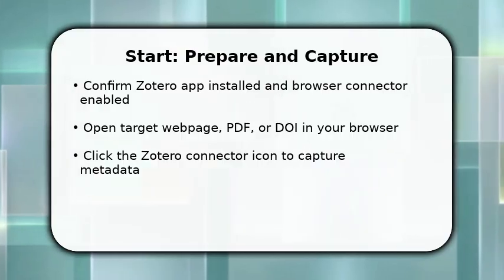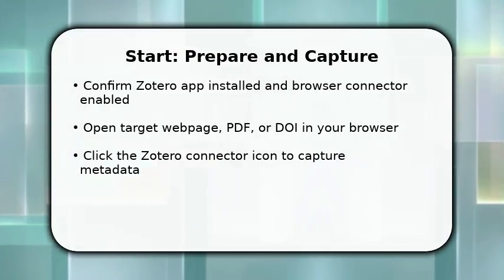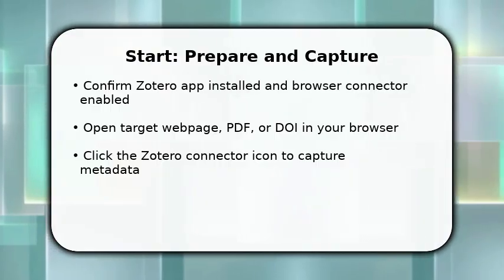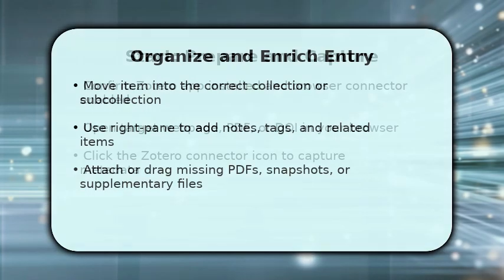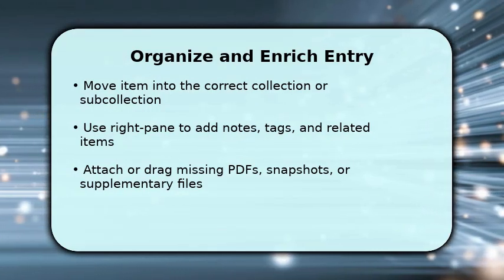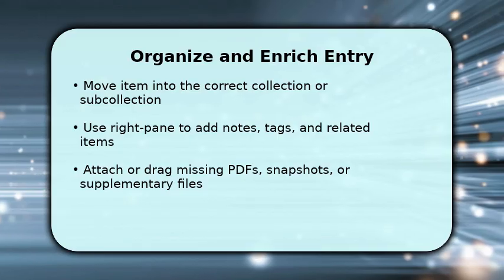You'll see a small dialog. Choose a destination collection, add tags if helpful, and hit save so Zotero stores the reference and any available PDF. Once the item appears in Zotero, move it to the correct collection so your library stays organized.